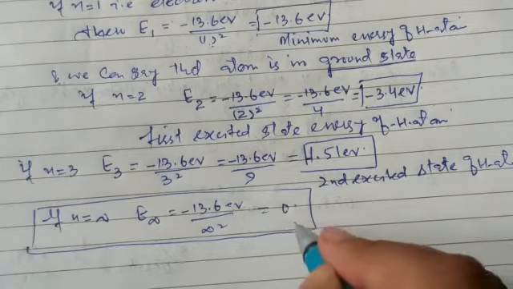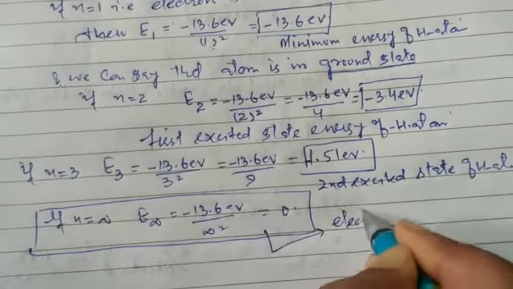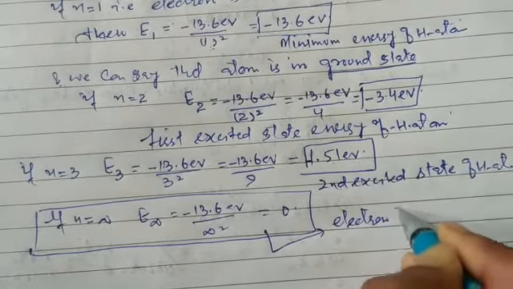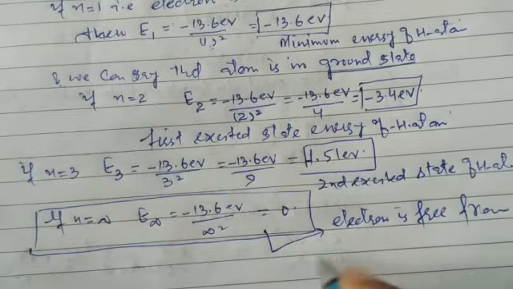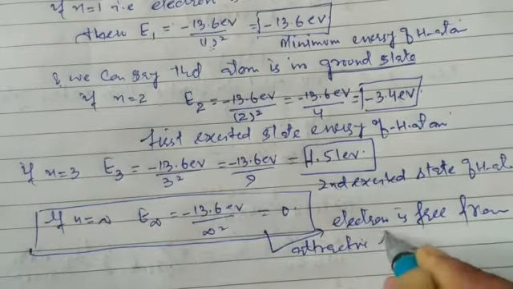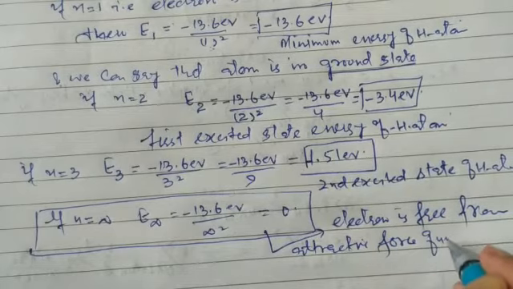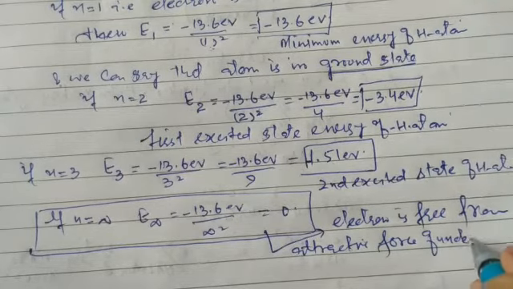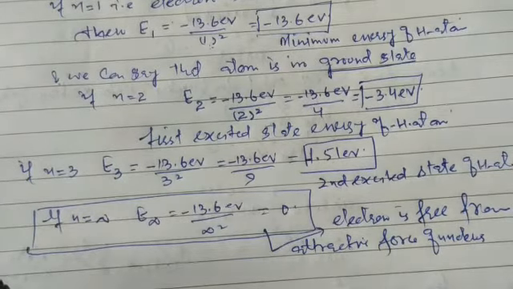It is free from, now if the electron is in this free state, that means electron is free from the attractive force of nucleus, hence is not bound to the nucleus.